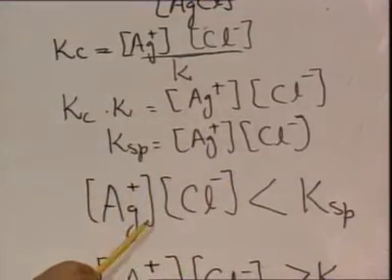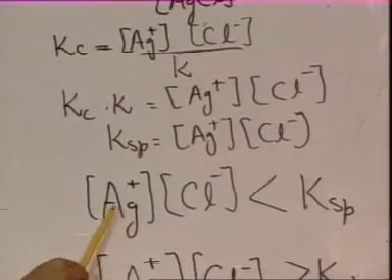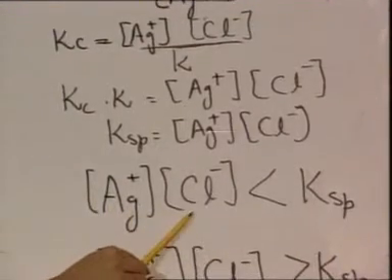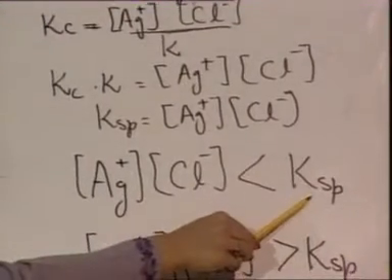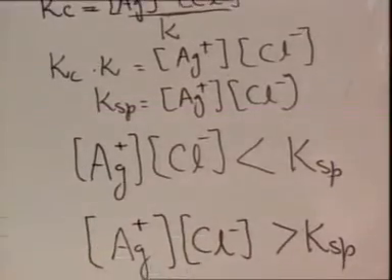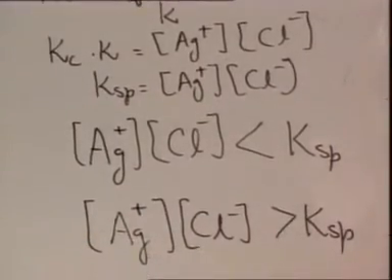If the ionic product, that is the product of silver ions and chloride ions, is less than Ksp, the solution is unsaturated. One of the major applications of solubility product is that it is used to predict whether a precipitation will occur in a solution or not.